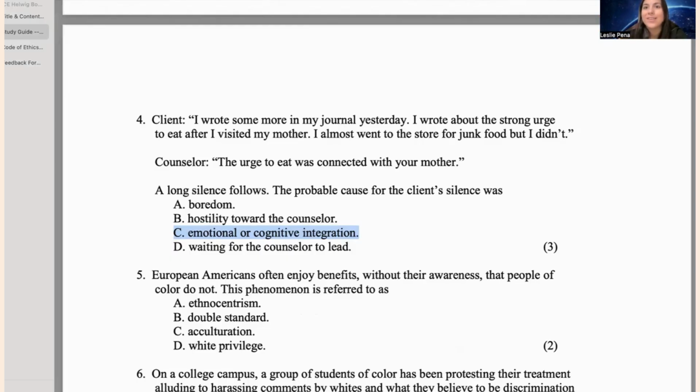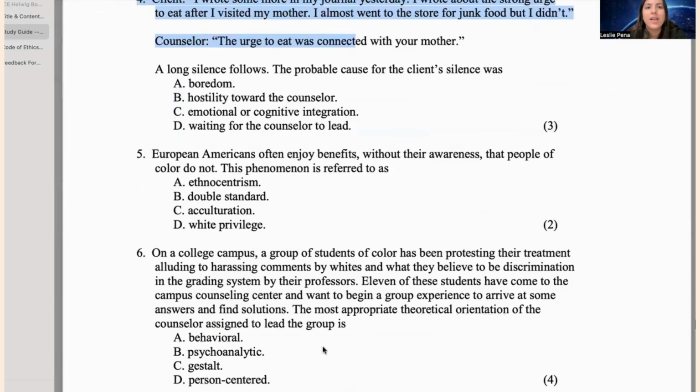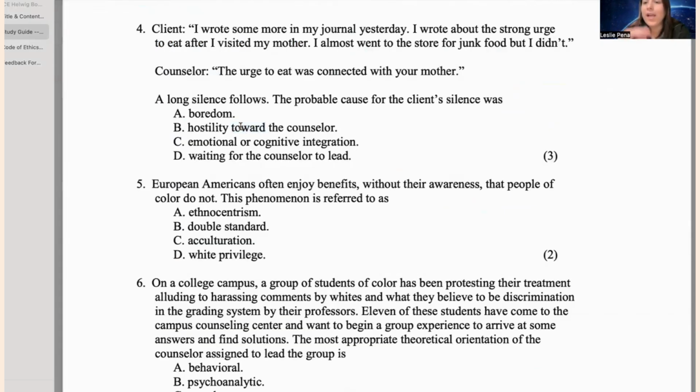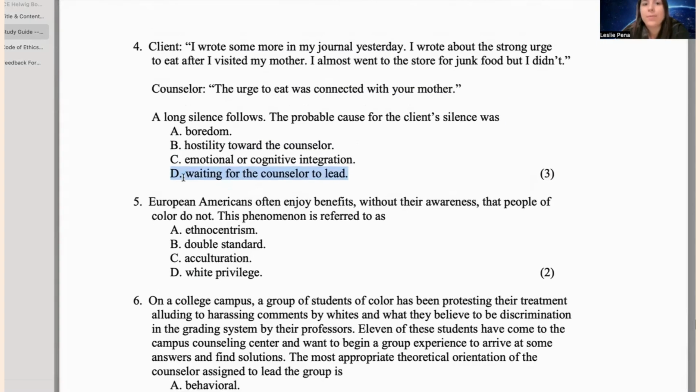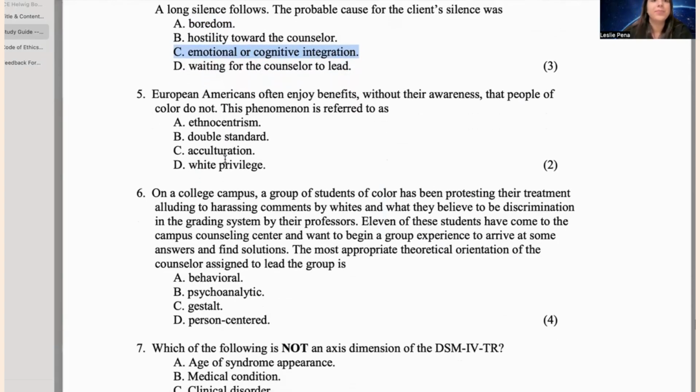I have found, is my still recording? Sorry, I don't know what happened. I have found that clients will not be shy when it comes to your wrongs. So if you were wrong or you had gotten it wrong and they showed some hostility, then I think that would be very evident. A lot of clients do wait for the counselors to lead, especially shy clients. Something to look out for, but that's not what was happening here. Or at least they didn't give us enough information. Boredom, I also assumed you're talking about something that's deeply personal to you. I don't think you're bored. So C is the answer.